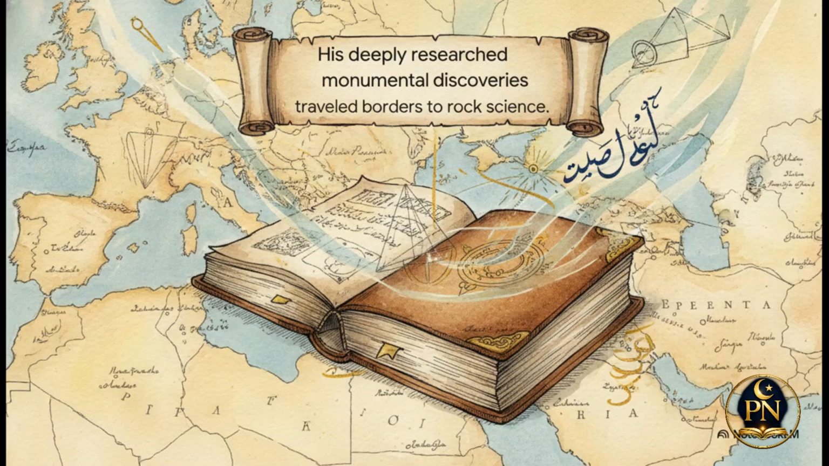Eventually, this book traveled across borders, got translated into Latin, and became known as Dies Festivus. Once it hit Europe, it absolutely rocked the scientific community. His writings went on to directly influence some of the heaviest hitters in European science, like the English philosopher Roger Bacon and the pioneering astronomer Johannes Kepler.